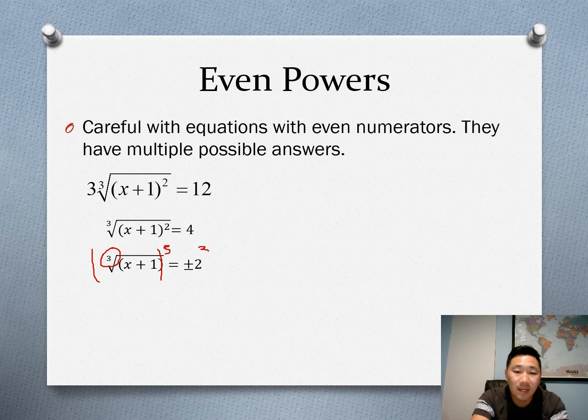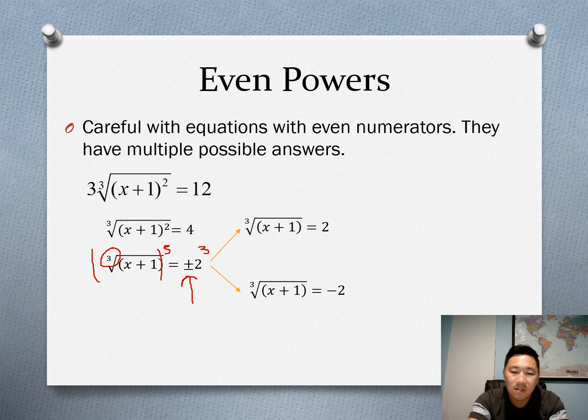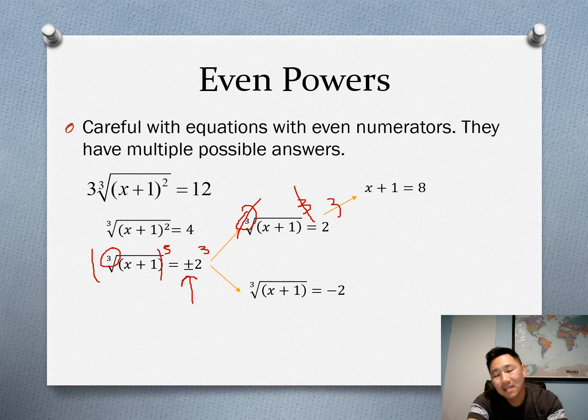But before we do that, with the plus or minus, sometimes it might be easier if you split it into 2 different problems like this. One with a positive 2 and one with a negative 2. Now we're going to get rid of this little 3 by cubing both sides. When you cube both sides, the little cube root cancels out that cube, and then the 2 cubed gives us an 8. And now we have a pretty simple equation, x equals 7.